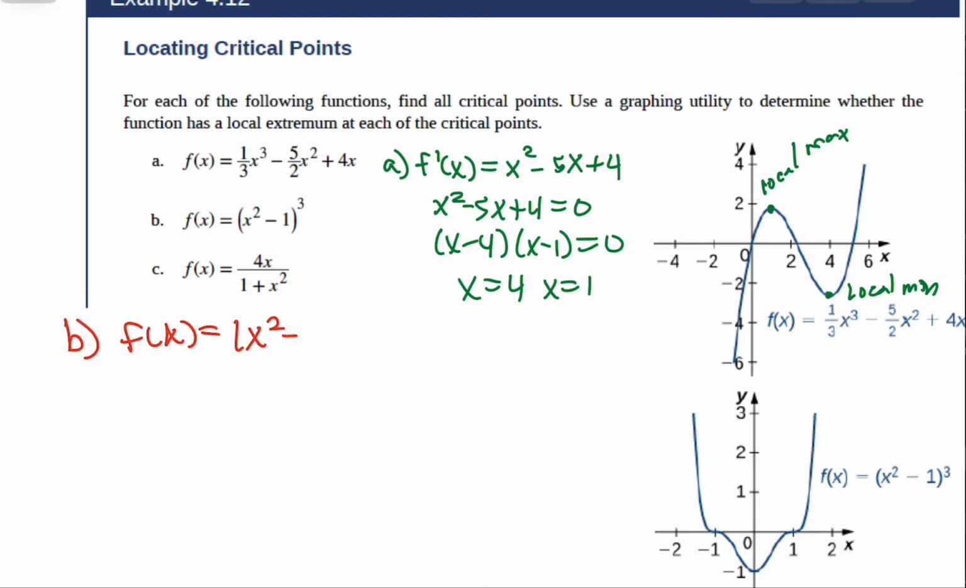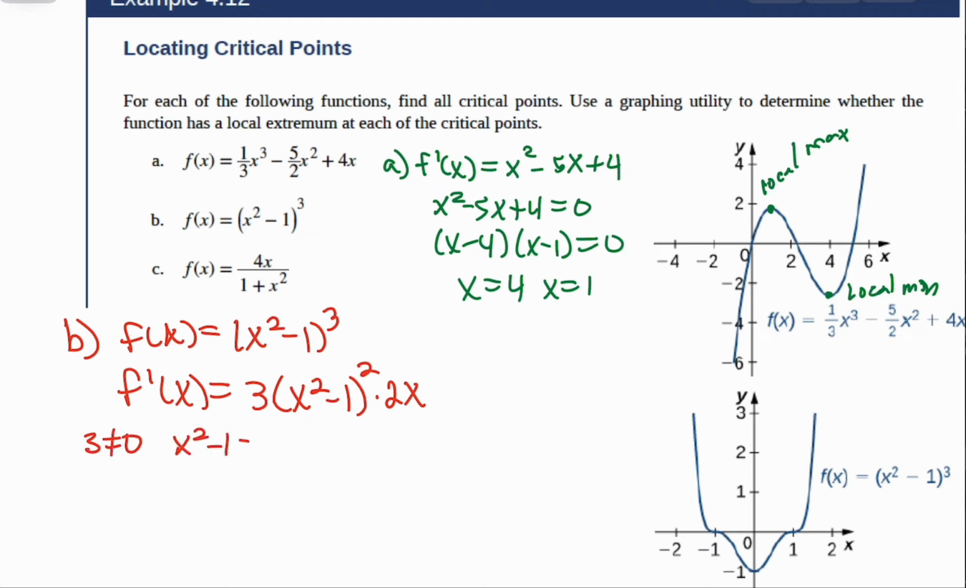Now what's important is you remember all of your rules of derivatives. So drop the 3 down in front, power goes down by 1, multiply by the derivative of the inside. Now, when finding the critical points here, 3 is not going to equal 0, so that doesn't cause any issues. But where does x squared minus 1 equal 0? And where does 2x equal 0? Well, this is at plus and minus 1, and this is at 0. So this one has critical points at plus or minus 1 and 0.